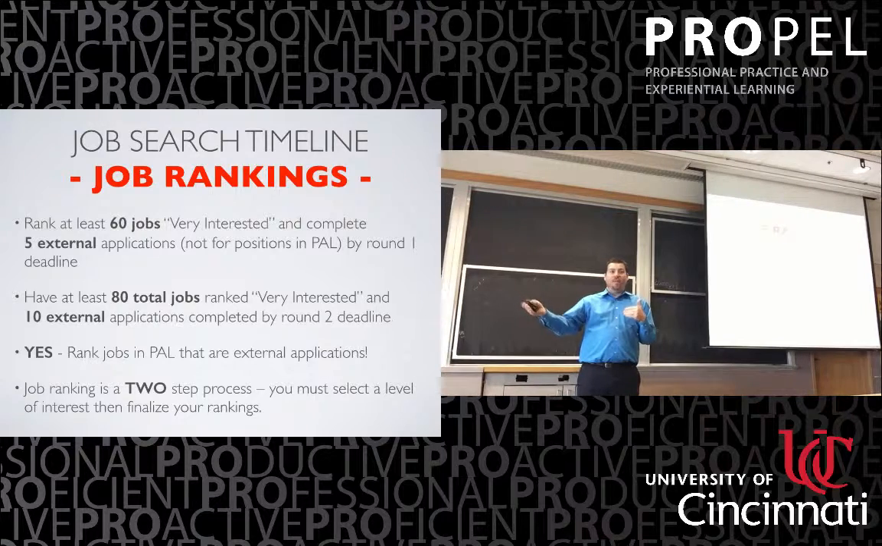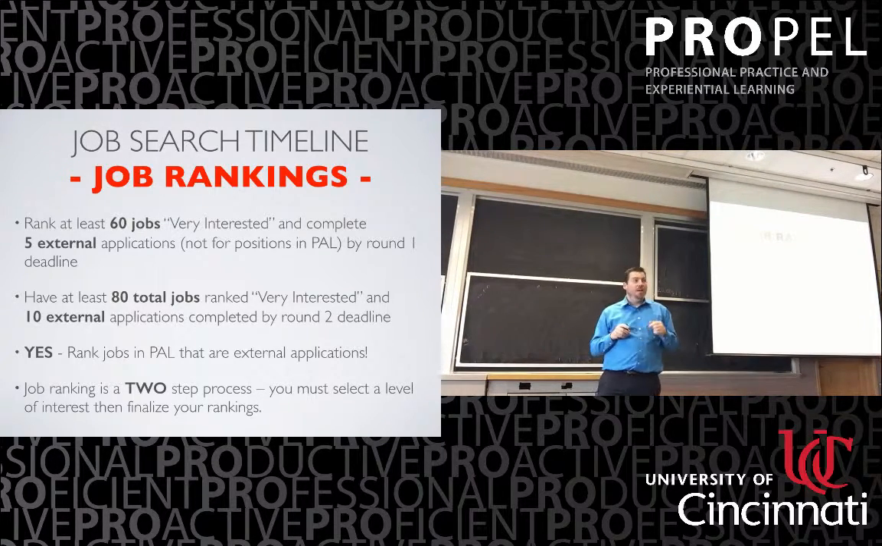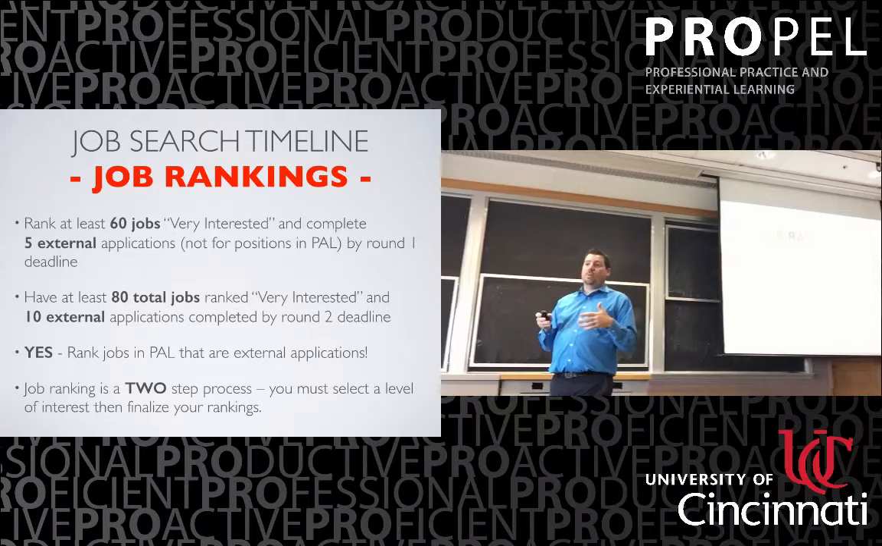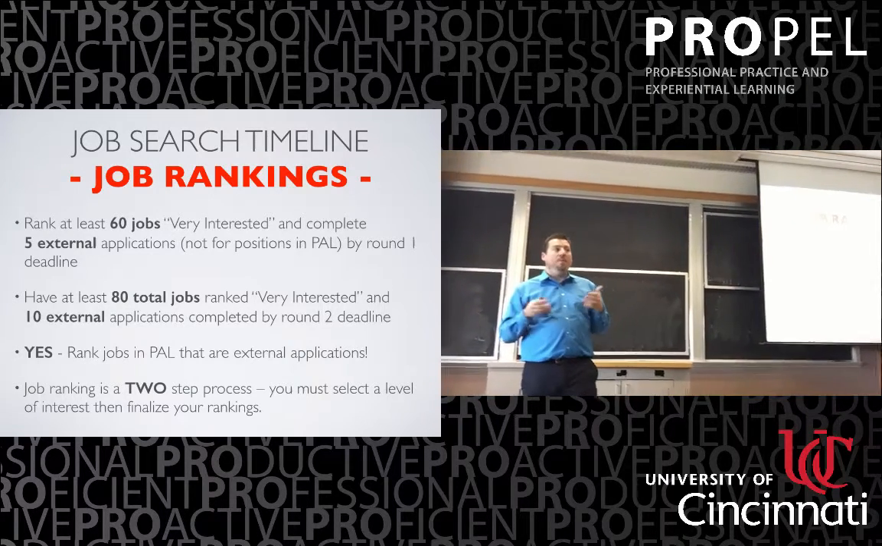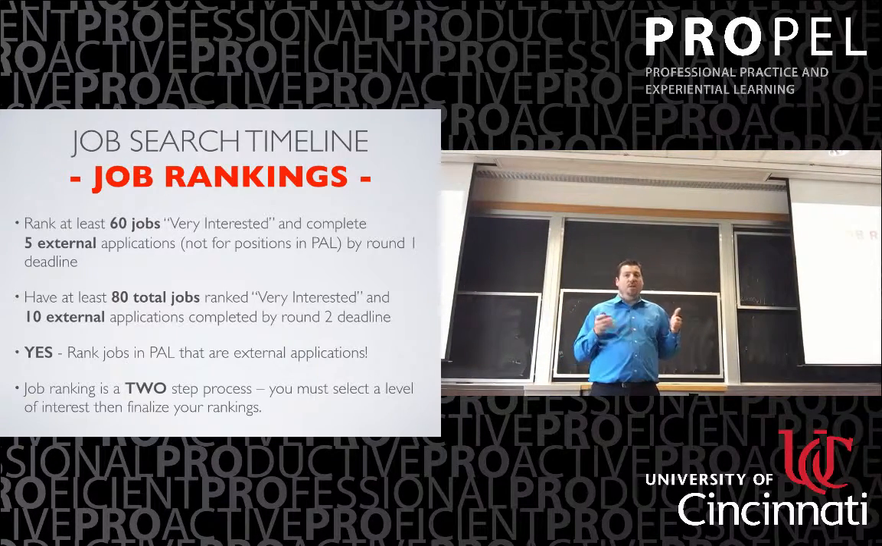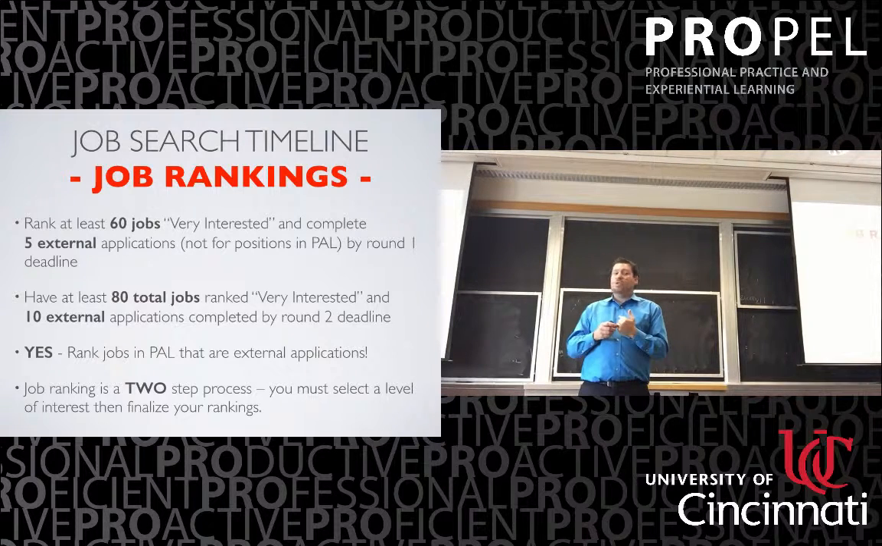Now, you might think that external applications include places that are in PAL that require you to go outside of PAL to apply for them. BMW is a very good example of that. BMW uses PAL. We list their positions in PAL, which is fantastic, but they'll never go in and look at resumes. They don't like to use our system. So the position description for BMW and many other positions just clearly says, please apply for this position online.